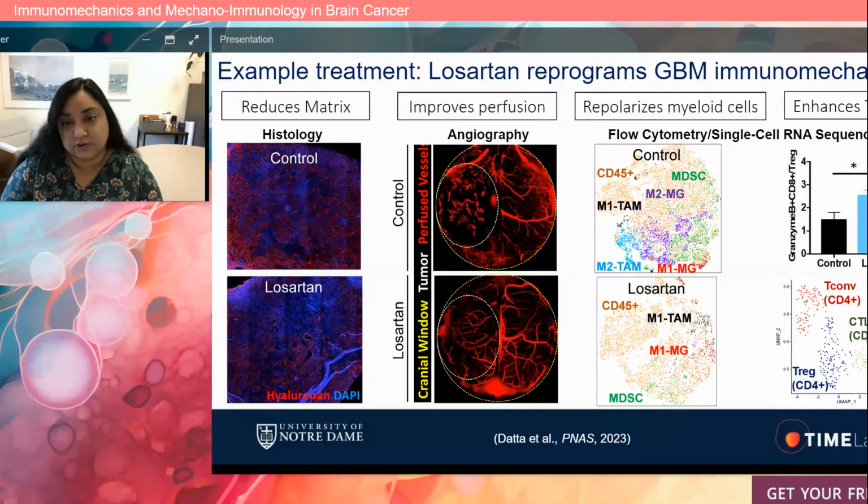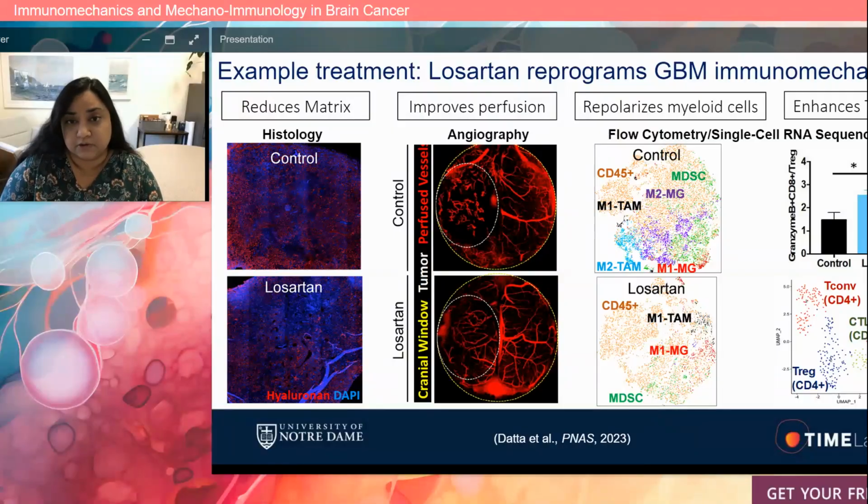When we run flow cytometry, we see that we actually reprogram the entire myeloid compartment. Again, for the sake of time, I'll keep this brief and say we mostly reduce those M2-like or anti-inflammatory pro-tumor-like microglia, which is abbreviated as MG, macrophages, which is abbreviated as TAMs, and myeloid-derived suppressor cells, which is abbreviated as MDSCs. And finally, we see an enhancement with this drug in the cytotoxic T cell ratio to regulatory T cells, which we also confirmed further with single cell sequencing.